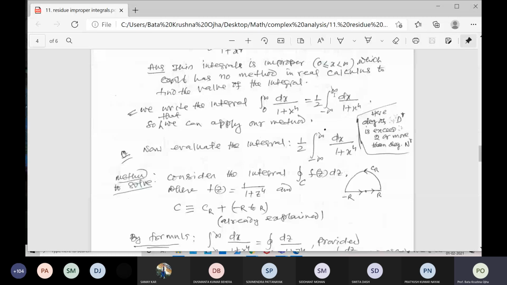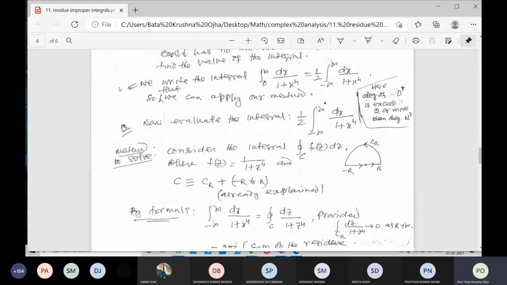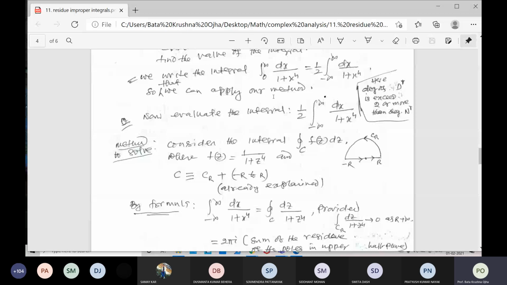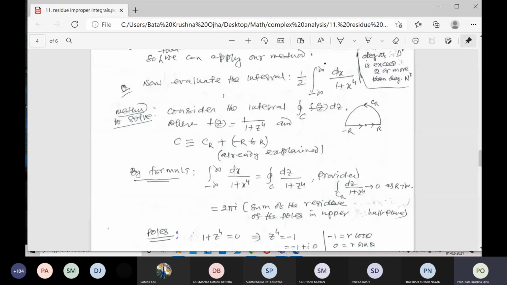So that we can apply our method. So in this method, evaluate the integral half, minus infinity to infinity, dx by 1 plus x to the 4. What will we do here? When you solve this, I have given the method to solve. You have to remember this method and stepwise produce this type of answer in your examination. The first word should be "consider".